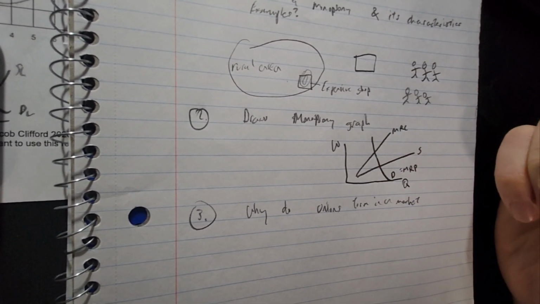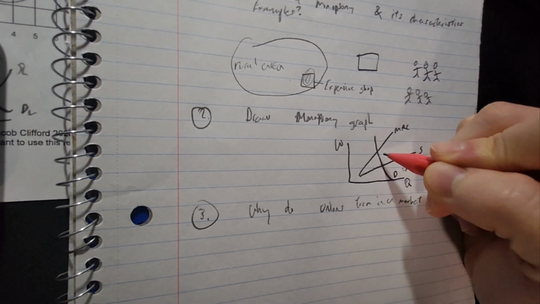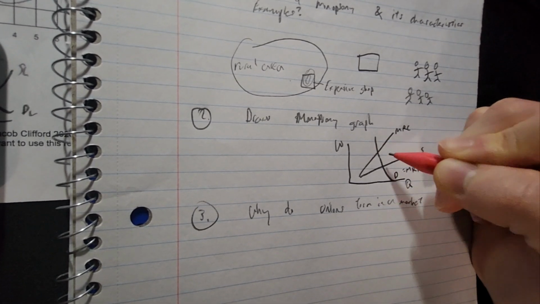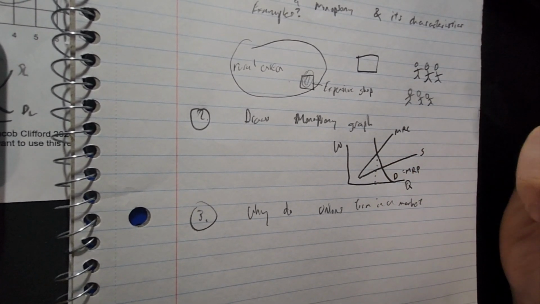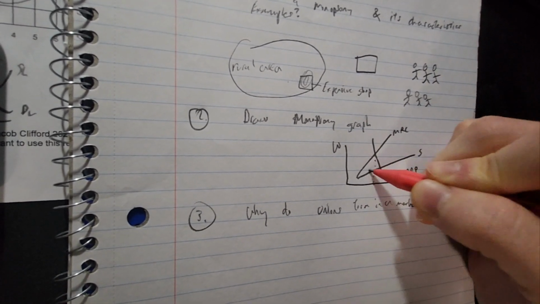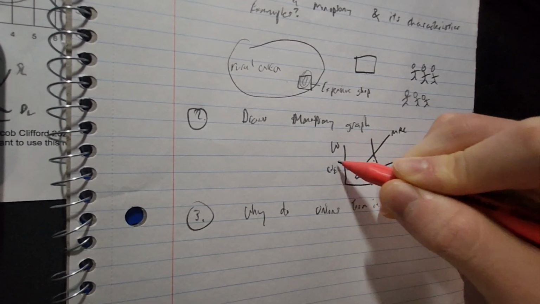To find the quantity or the number of workers, you would do the Unit 5 rule, which is MRC equals MRP, which comes down here. However, to find the wage, you would intersect it with the supply to find the wage.